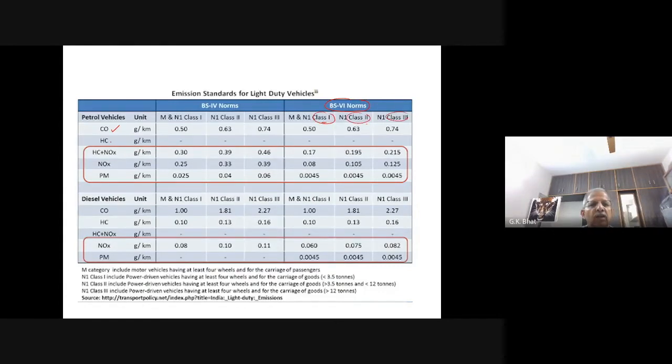So these are the pollutants. How much is permitted? This is what is permitted. No hydrocarbons permitted. Right? What should be? HC plus nitrogen oxides. This is what it is. So your emission test is done for our sake only.